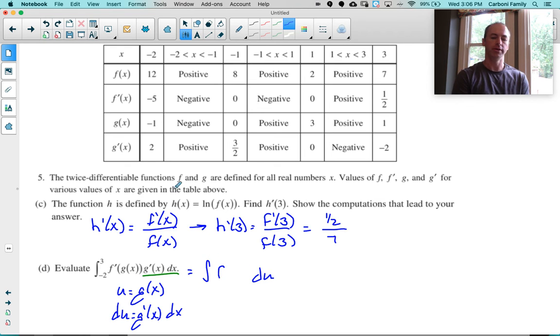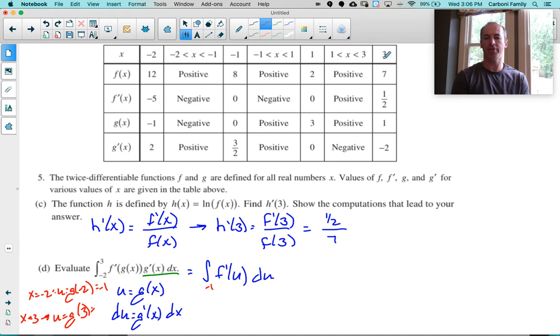So what I like to do is convert my limits. And so if x is equal to -2 and u is g of x, then u equals g of -2. And at -2, my value of g is -1. So I'm going to go from -1. Okay, so if x is equal to 3, which is my upper limit, then u is going to equal g of 3. And looking at the table up here, at 3, the value of g is 1. So we're going from -1 to 1.